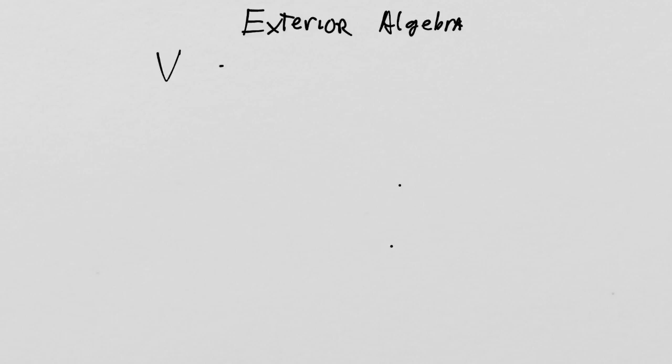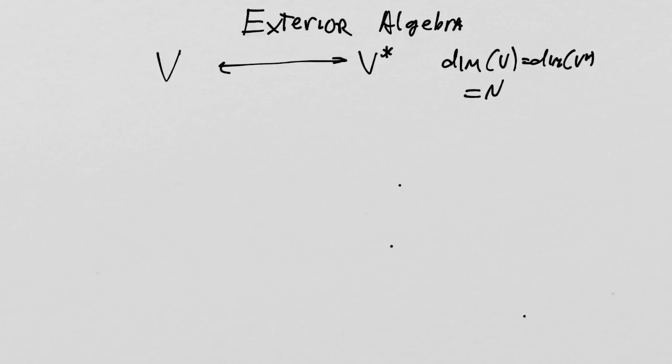So we're going to review what we did last time regarding the exterior algebra, and then continue with a few new facts. Now, always starting with our vector space V, we know we immediately get the dual space, and the dimensionality of V equals the dimensionality of the dual space, which we'll call N.